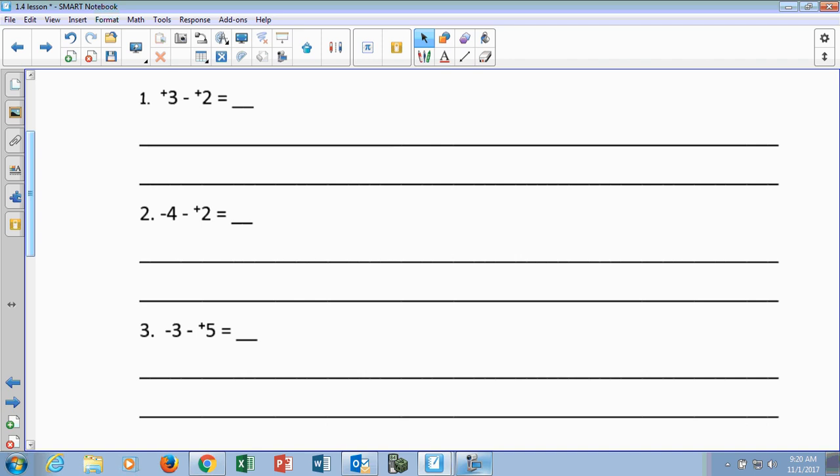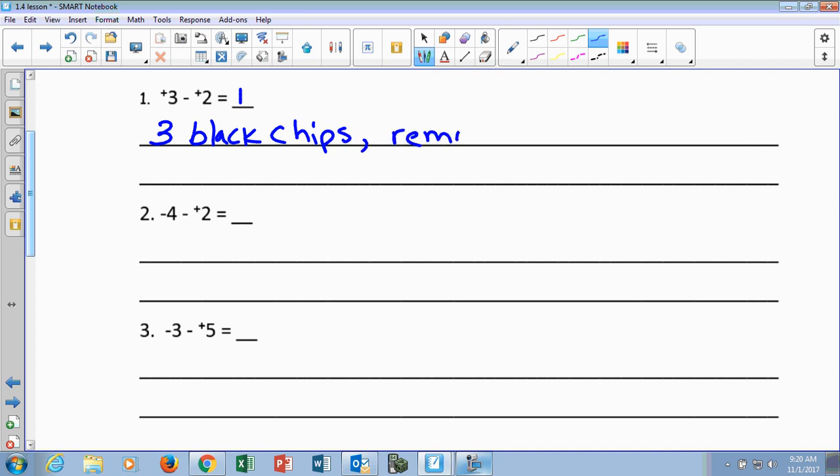So if you have three black in the middle, put 3 black in the middle, and you take 2 away, what do you got left? You got 1, right? And it's plus 1, right? So when you write this out, you could say that you have 3 black chips, right? You remove 2 black chips.